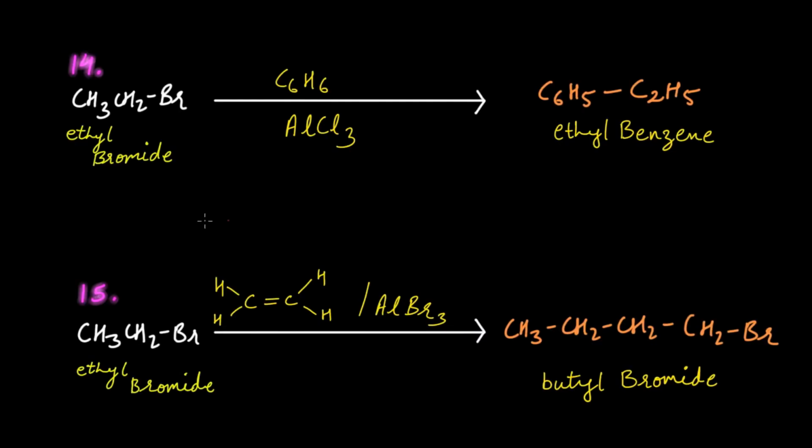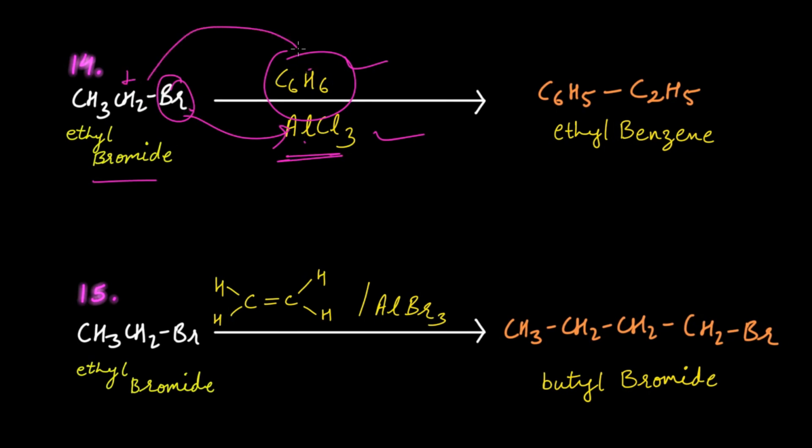The 14th reaction is when ethyl bromide is treated with benzene in presence of AlCl3. Bromine is removed with the help of AlCl3. What is the function of AlCl3? It acts as Lewis acid. It takes up bromine, right? Leaving positive charge. Now the benzene will attack the carbon and form ethyl benzene, right? The structure will be like this. This will be your ethyl benzene, right?